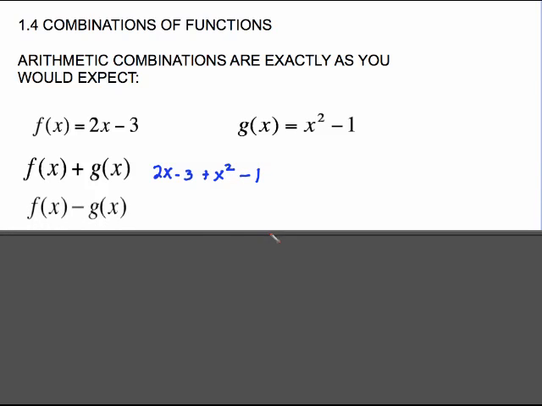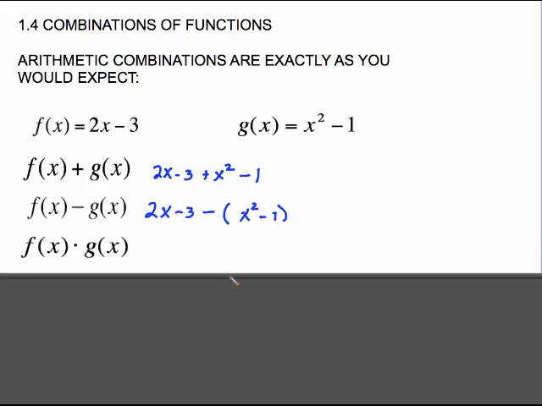F of x minus g of x, same thing. The first function, 2x minus 3, minus, be careful, parentheses, x squared minus 1, because you are subtracting the whole quantity. You'd have to distribute the negative. F of x times g of x is just going to be a matter of putting the two things in parentheses because they are binomials, and then FOILing them out.